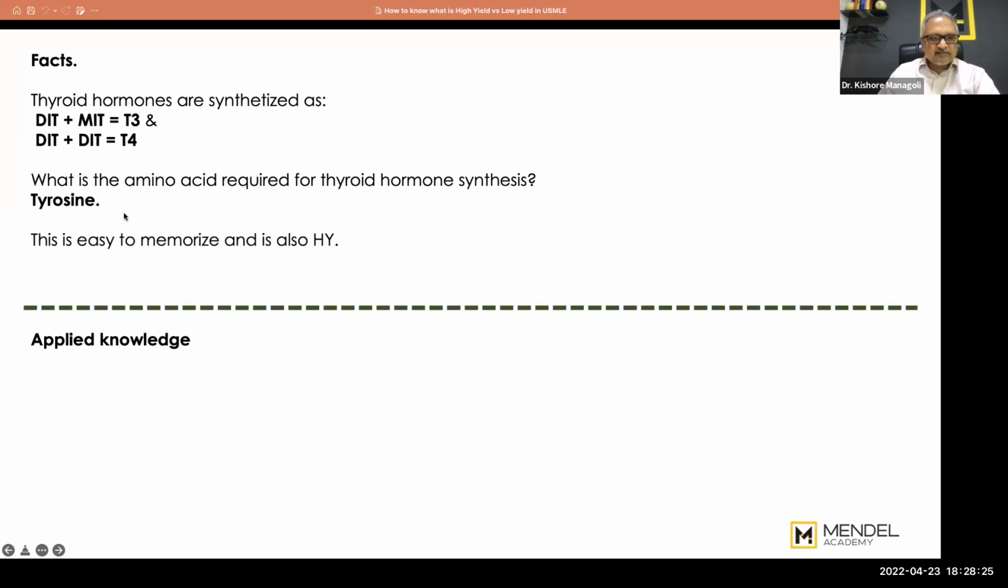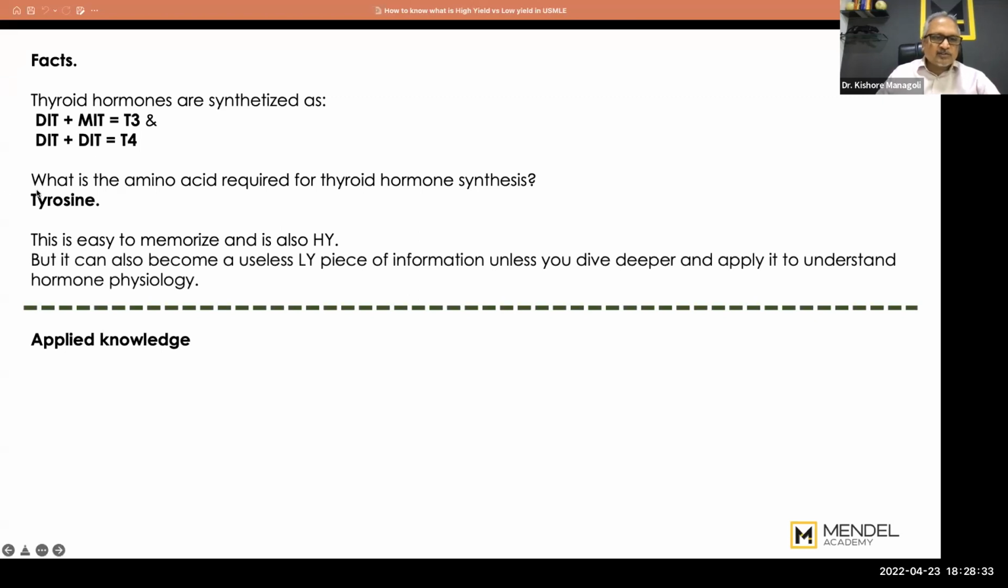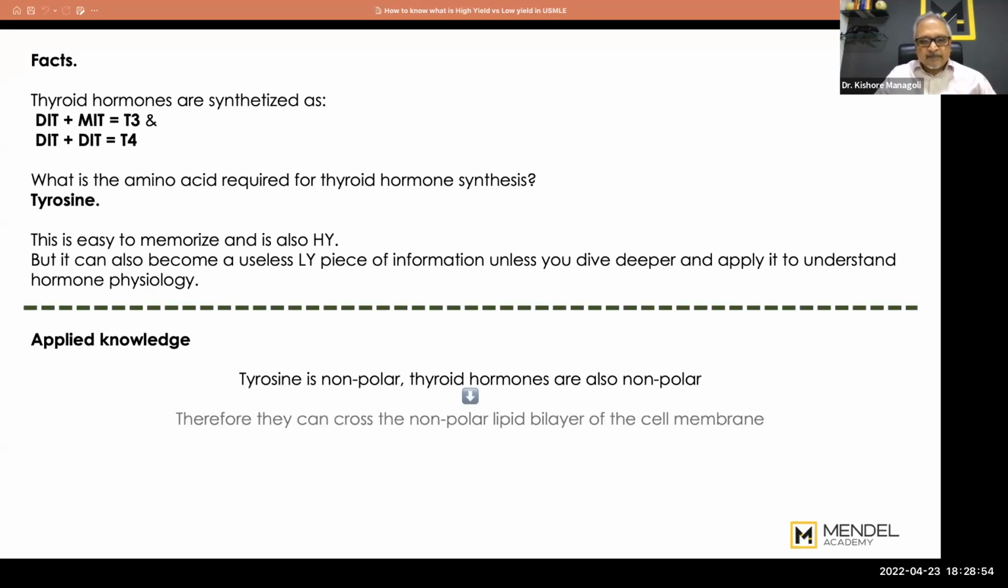Now, is it good enough? Well, it is easy to memorize. It is also important. It's also high yield. But it also can become a useless, low yield piece of information unless you dive deeper and apply it to understand hormone physiology. So if you want to apply it, you should know that tyrosine is non-polar, which means it is lipid soluble. So which also implies that thyroid hormones are non-polar, and therefore they can cross the lipid bilayer of the cell membrane.